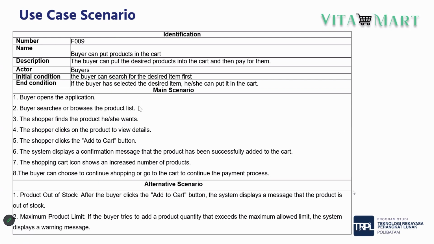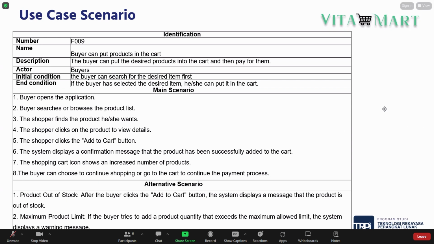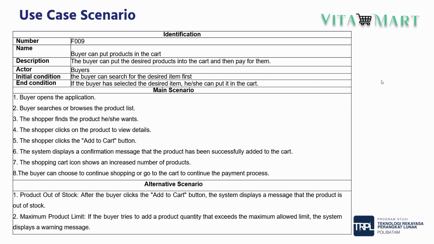Alternative scenario, product out of stock. After the buyer clicks the add to cart button, the system displays a message that the product is out of stock. Maximum product limit: if the buyer tries to add a product quantity above the maximum allowed limit. Next.